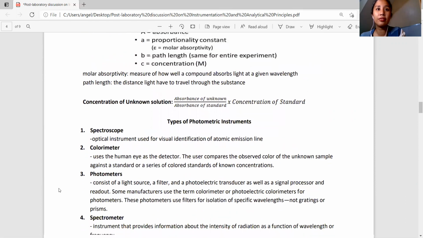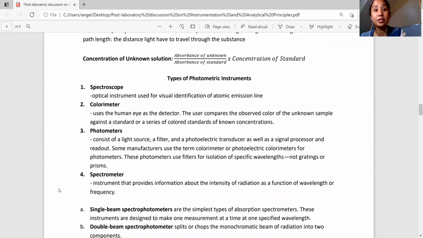So class, we have different instruments that read your absorbance. Photometer, spectrophotometer. Ito yung madalas natin ginagamit. Colorimeter and spectroscope, optical instruments. So ginagamit na optical for visual of atomic emission light. Oh, okay. Ito pala, colorimeter, you use your eye as the detector.